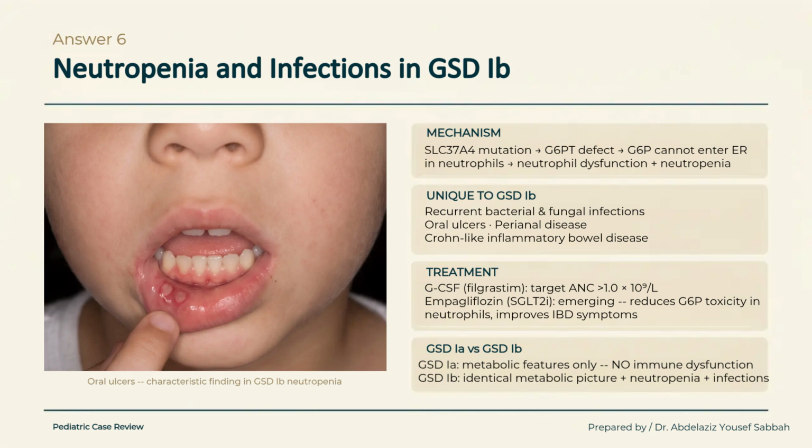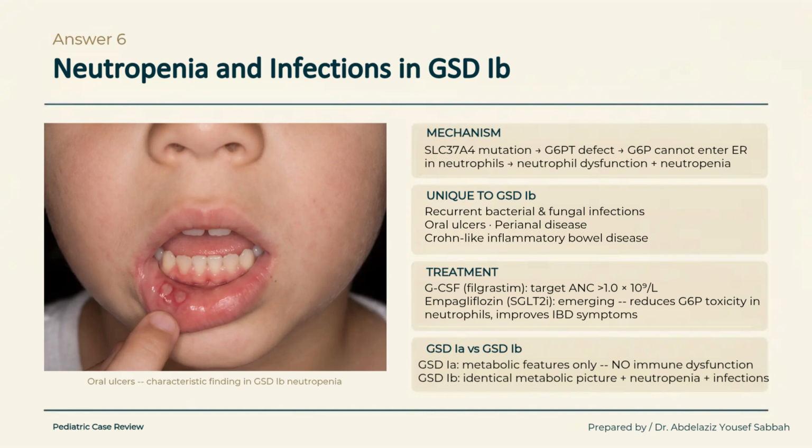The metabolic picture of type 1A and type 1B is essentially identical. What sets type 1B apart is immune dysfunction. The SLC37A4 mutation causes a translocase defect, so glucose 6-phosphate cannot enter the endoplasmic reticulum within neutrophils, leading to neutrophil dysfunction and neutropenia. This produces recurrent bacterial and fungal infections, oral ulcers, perianal disease, and a Crohn-like inflammatory bowel disease.